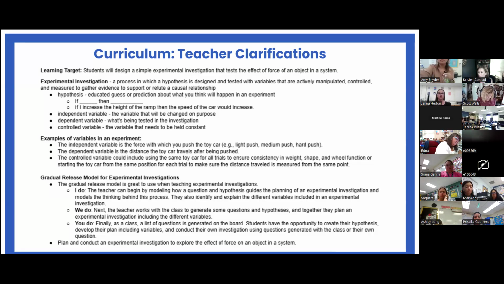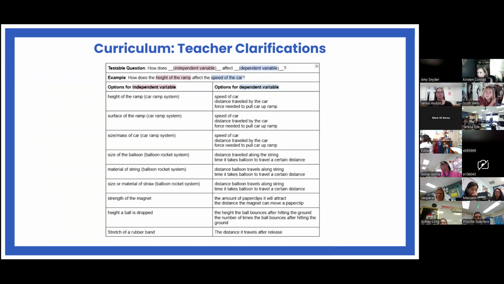So you guys are familiar with our curriculum, and in our curriculum, there is the teacher clarification section. And in this section, you will find a variety of things such as definitions. Sometimes you'll see support images to help you in carrying out the investigations and explorations for your students. So always check out that teacher clarification section. This one has things such as experimental investigation. It gives you those examples of variables. And then it talks to you about that gradual release model that you'll be using to support your students in this.